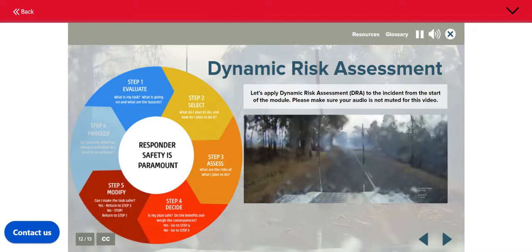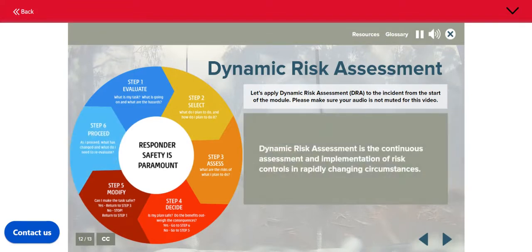Step 5. Modify. Can I make the plan safer? In this case, no. There is nothing that can be done to protect the vehicle if we continue driving. There are no indications that the area has been assessed for hazardous trees. So, the correct course of action in this situation is to stop and communicate this up the chain of command. Dynamic risk assessment is the continuous assessment and implementation of risk controls in rapidly changing circumstances.